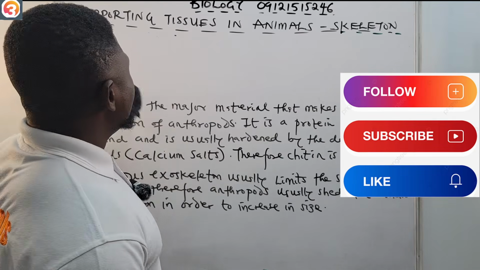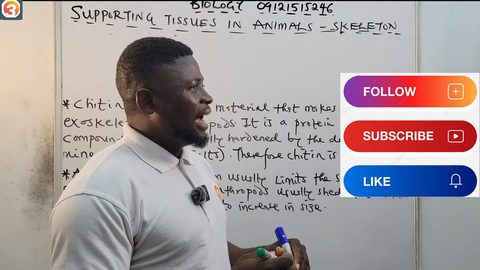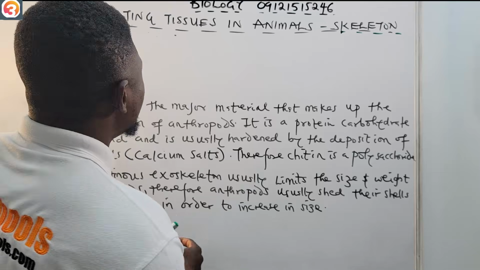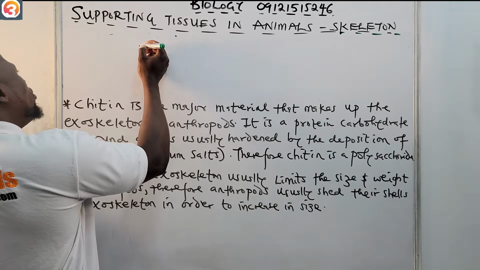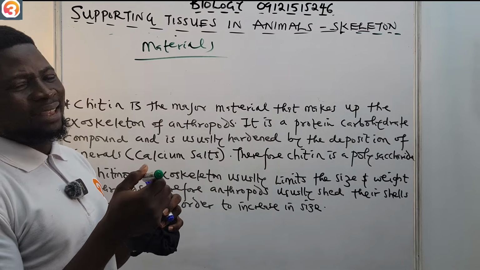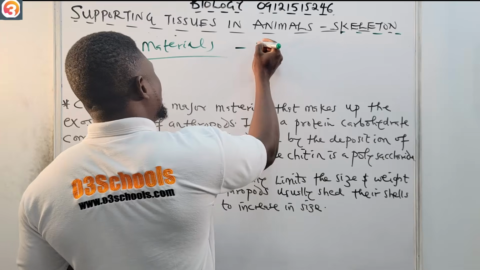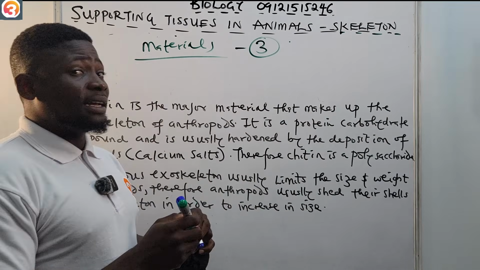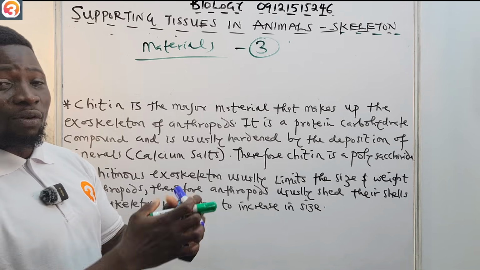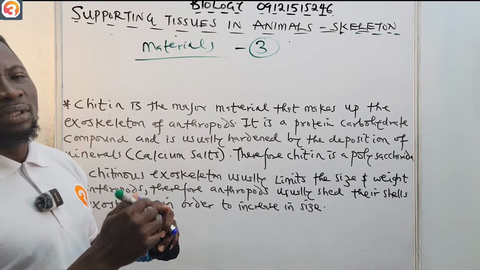Now, the skeleton of different animals is made up of different skeletal framework or materials. Okay, it's made up of different materials, and there are about 3 of them. It's an exam question, all right? I've seen it in your past questions before. The skeleton of animals is made up of dash types of materials. Okay, 3 forms of materials.